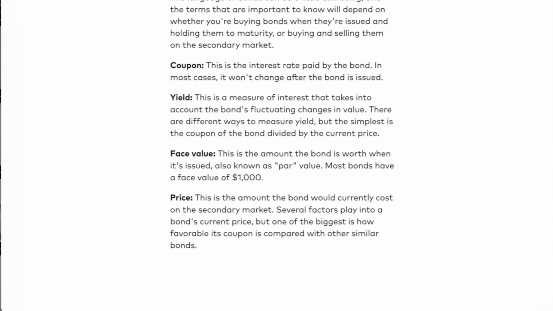So the yield, this is the measure of interest that takes into account the bond's fluctuating changes in value. There are different ways to measure yield, but the simplest is the coupon of the bond divided by the current price, right? So face value, usually face value is about $1,000 for a bond. The price, this is the amount that the bond would currently cost on the secondary market. Several factors play into the bond's current price, but one of the biggest is how favorable its coupon is compared with other similar bonds. So that's what we've been talking about, right?